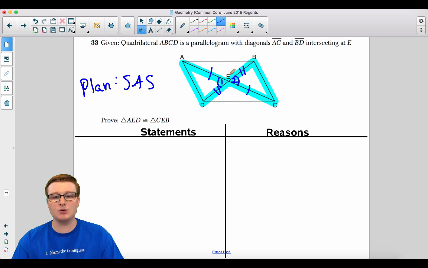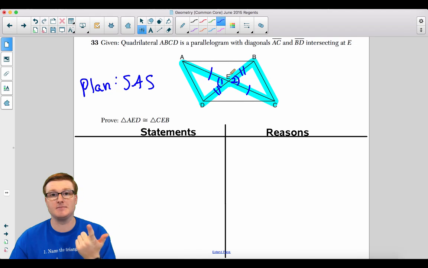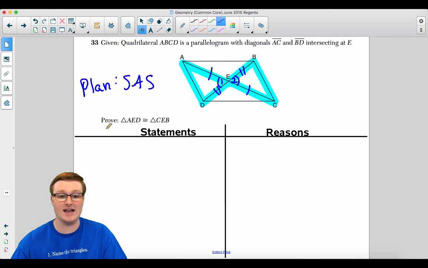The only way that you cannot prove these two triangles congruent is by hypotenuse-leg because there's no right angle, and it never said that there's a right angle. And remember that you cannot prove two triangles by angle-side-side, which is ASS, or AAA. You cannot prove triangles that way.